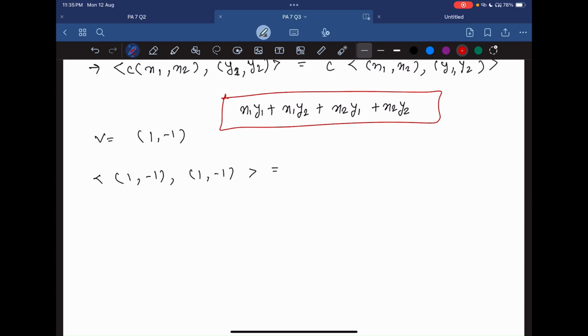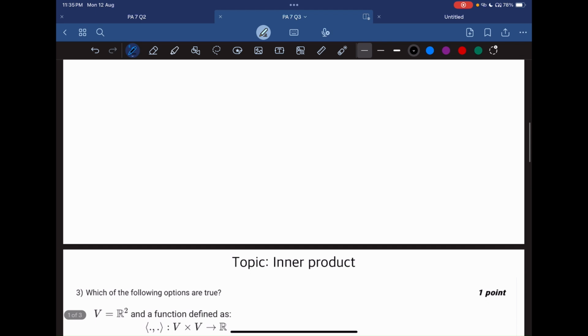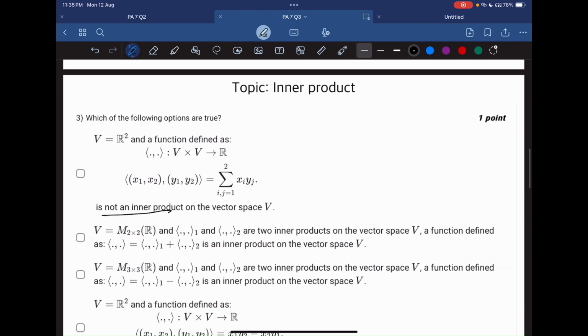So now with this, if we check this inner product, it would be 1, then minus 1 plus 1. So it is giving us 0, while our vector itself is not equal to 0. So this condition fails. Hence, this is not an inner product. So the first option is, as it said, it is not an inner product.